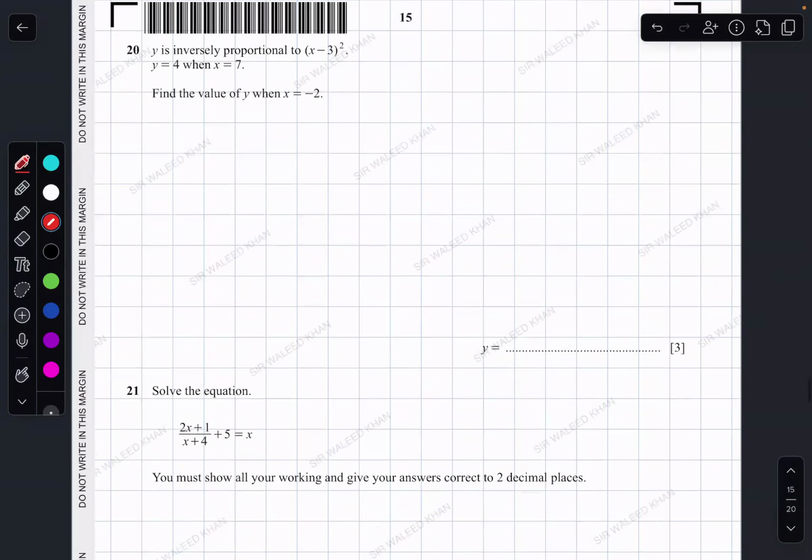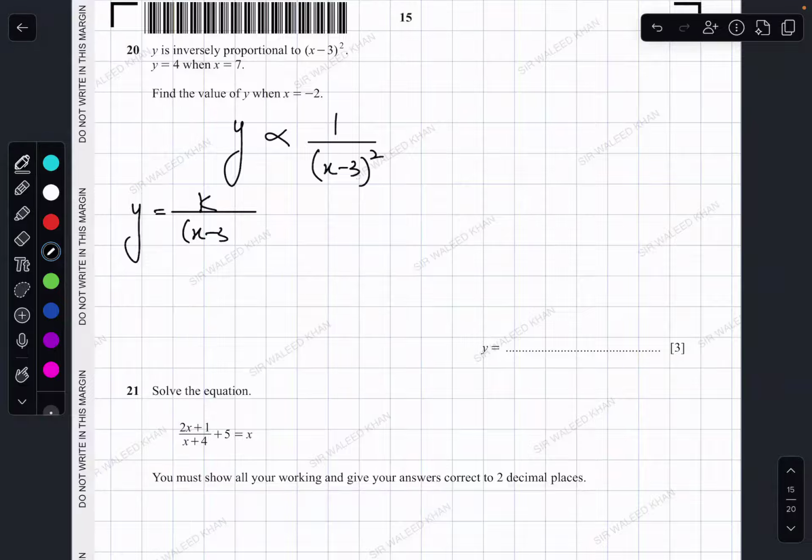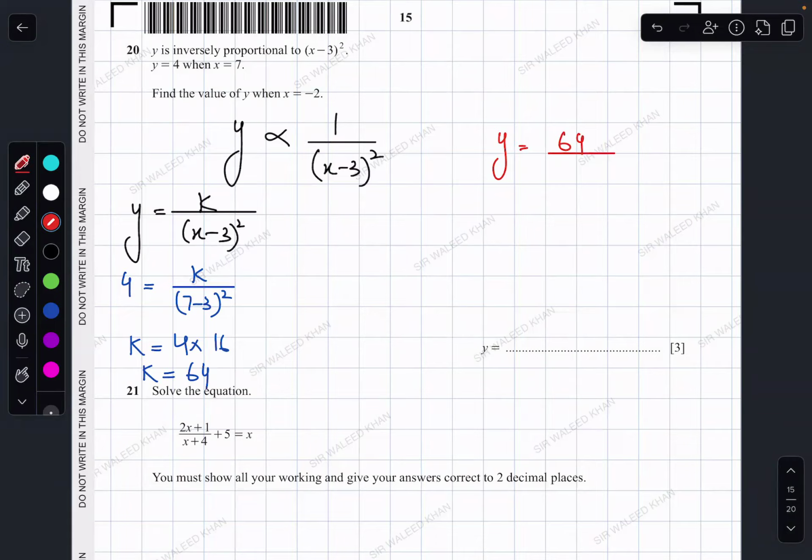Question number 20. Y is inversely proportional to this over here. We turn it into an equation. We use the given values for Y and X. That is 4 is equal to K over 7 minus 4. So K is equal to 4 times 16, which is K is equal to 16. So our final equation will be Y is equal to 64 over X minus 3.